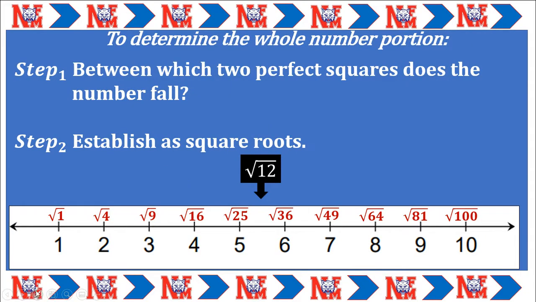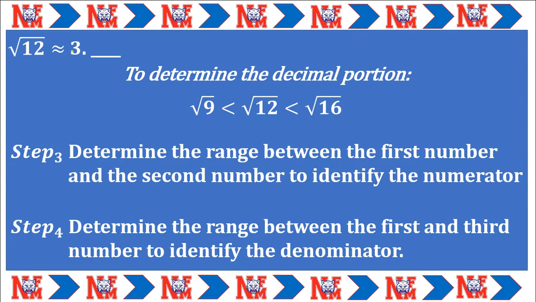Okay, so that is the first step. So we know that the square root of 12 falls right here, and we know that this is going to be between the square root of 9 and the square root of 16. So the square root of 12 comes somewhere in between here. The square root of 12 is more than the square root of 9, but less than the square root of 16. So really, it's going to be between the integer 3 and 4. Like I said, it's going to be 3 point something.